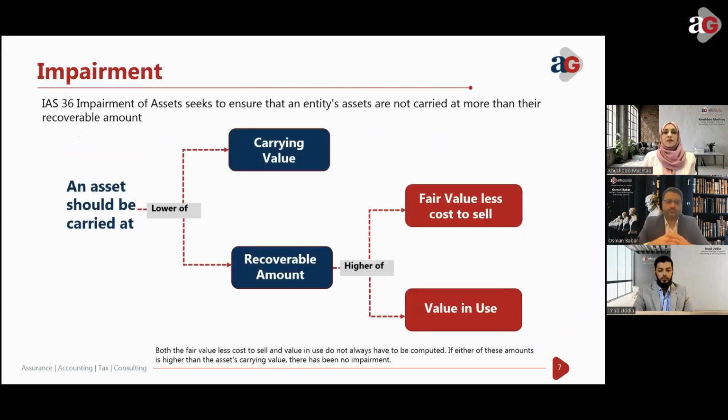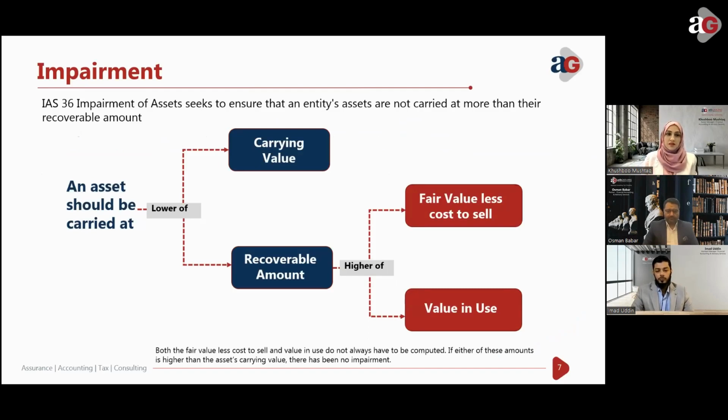Let's come to what is impairment. I'm sure most of you already know. We are just trying to go through the basic concepts, just to recall those concepts of impairment. So what is impairment testing?